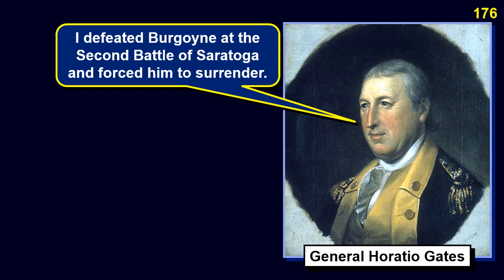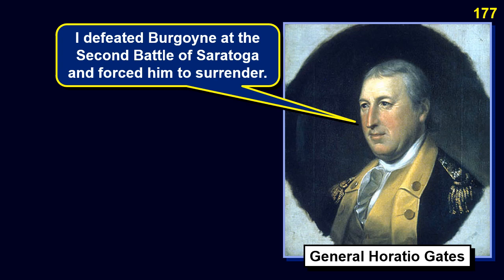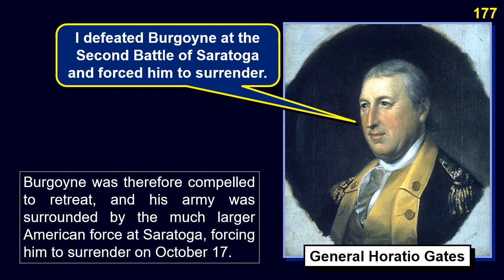British General John Burgoyne's gains were erased when he again attacked the Americans in the October 7 Battle of Bemis Heights, and the Americans captured a portion of the British defenses. Burgoyne was therefore compelled to retreat, and his army was surrounded by the much larger American force at Saratoga, forcing him to surrender on October 17.